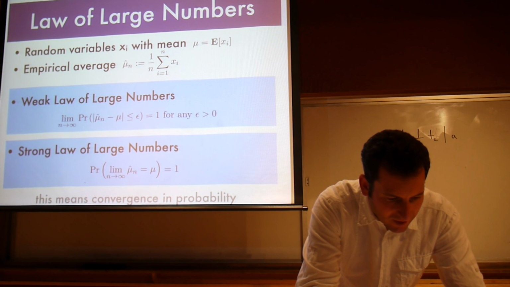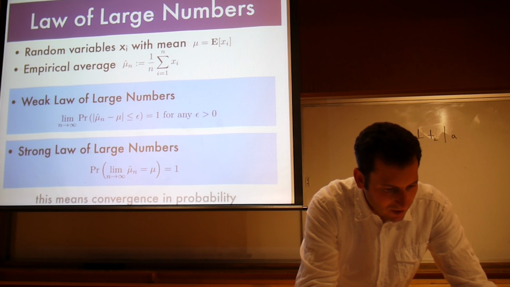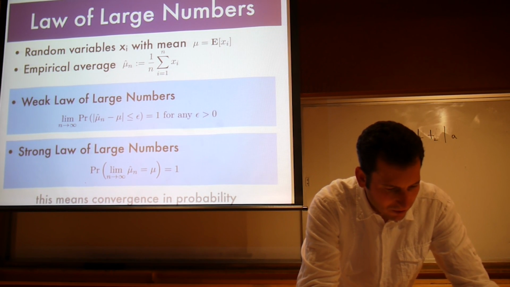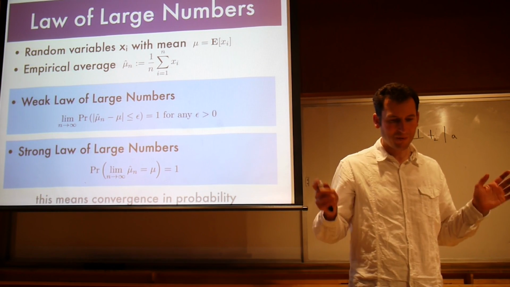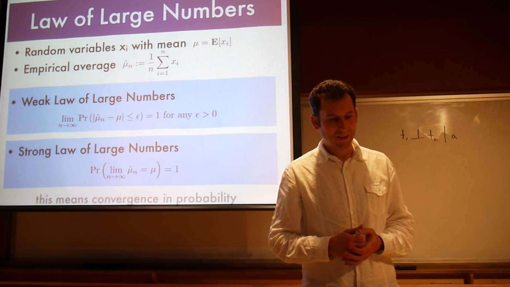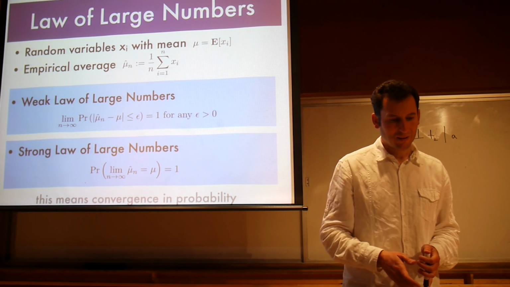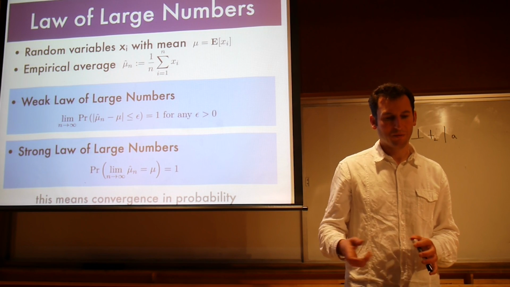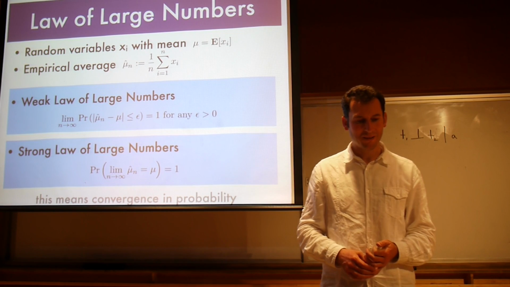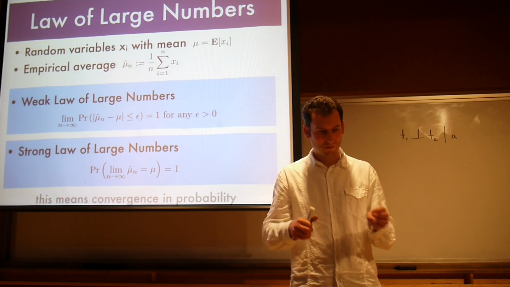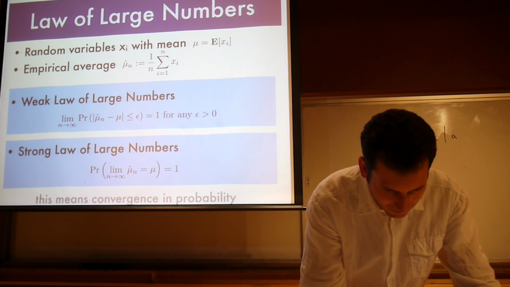So let's say we have a random variable xi with mean mu, and I take the empirical average. Then the weak law tells me that, in the limit of infinite sample sizes, the probability that I have a deviation between my empirical average and the true mean that is greater than epsilon is 0, for any epsilon greater than 0. The strong law tells me that the mean actually converges almost surely. So that's a much stronger statement.